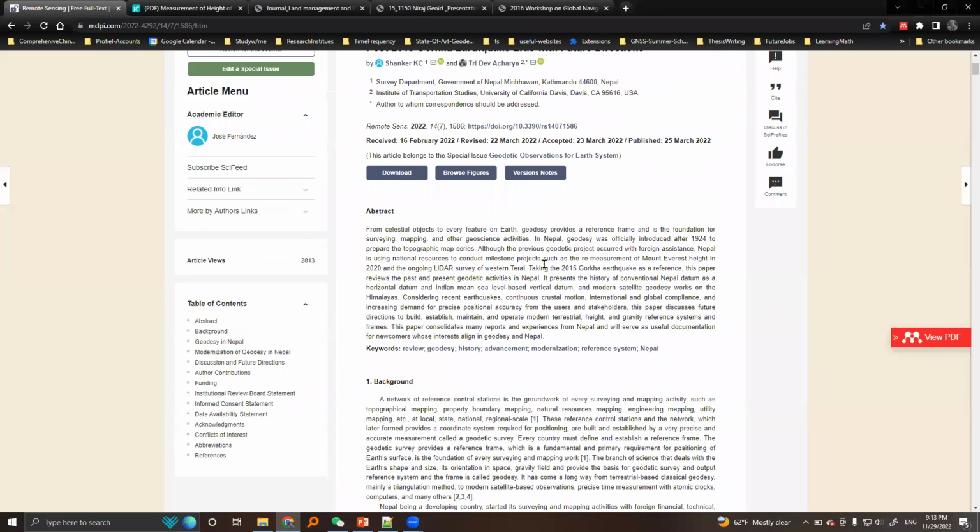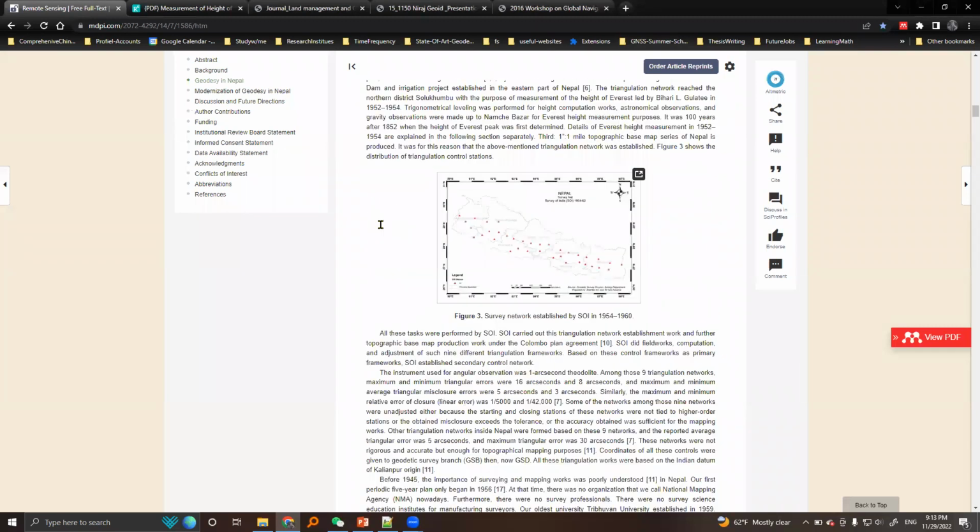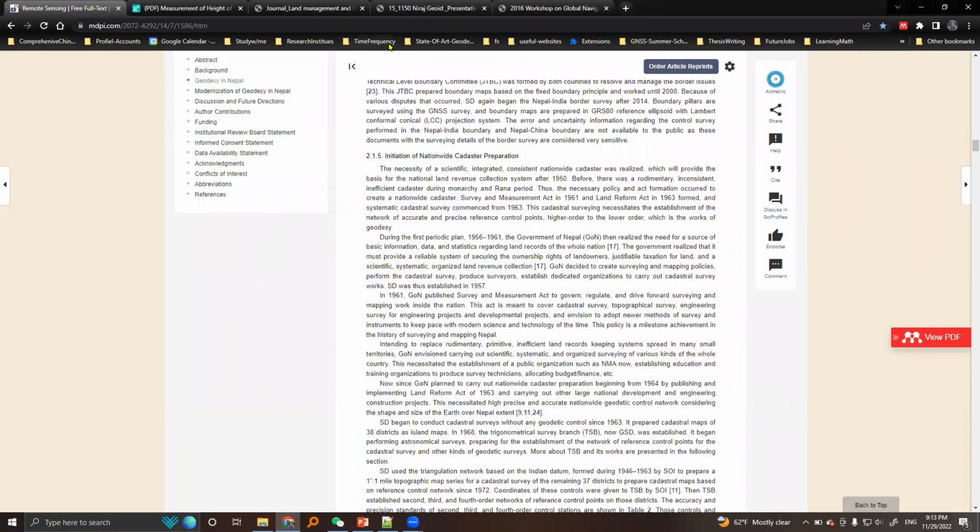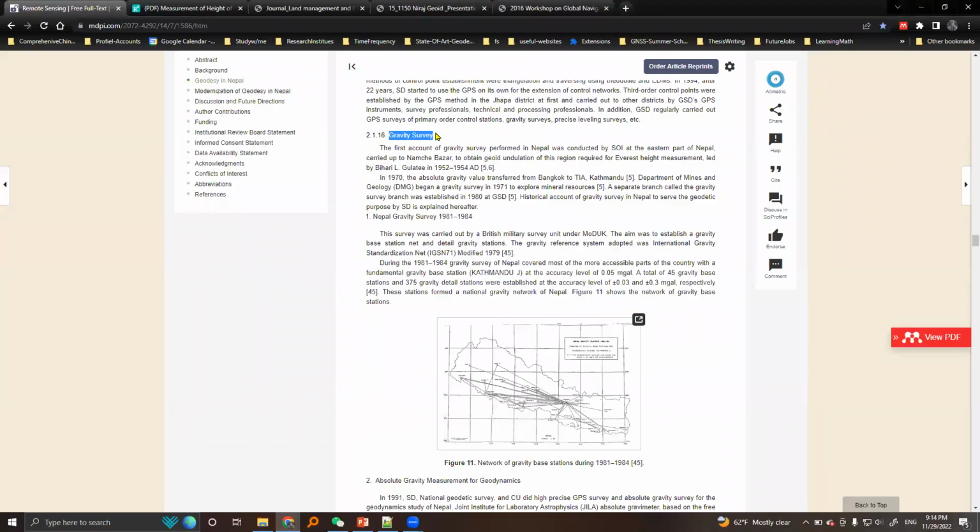Here is the paper, and here is the timeline of geodesy in Nepal. I will go to the gravity survey section of this paper. So here is the gravity survey section. From now on, I will explain all the gravity surveys, either absolute or relative, that took place in Nepal. First of all, in 1952 to 1954, Survey of India carried out gravity measurement in eastern Nepal to measure the height of Mount Everest.